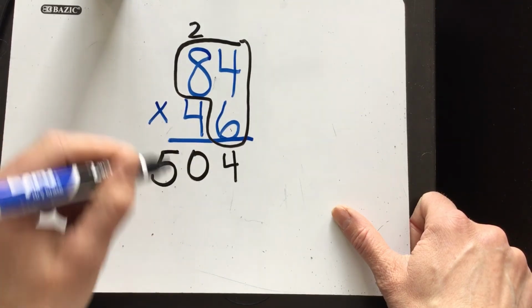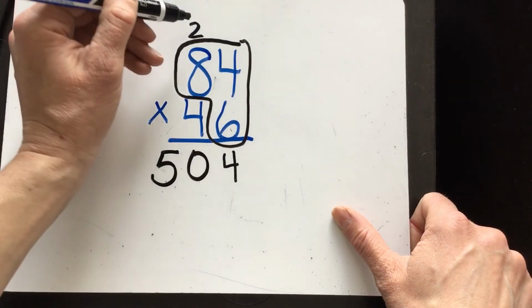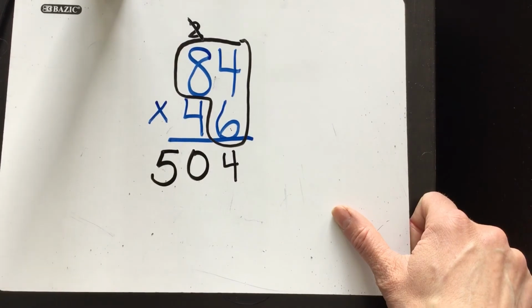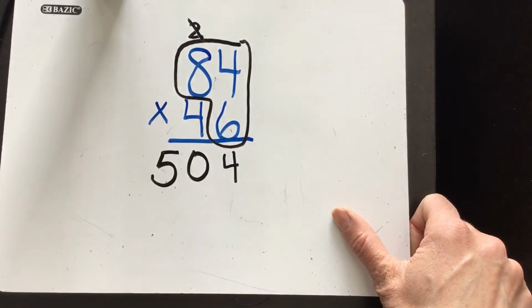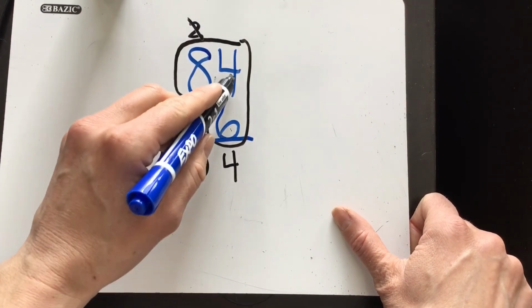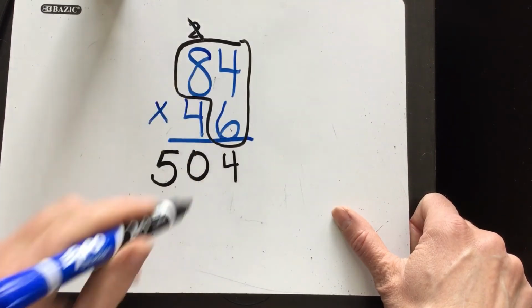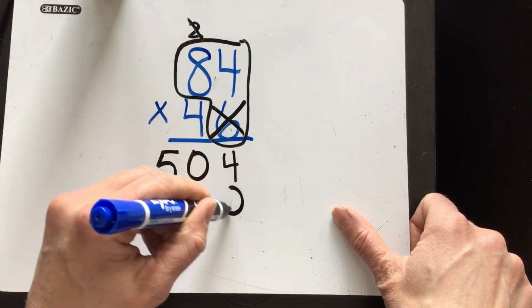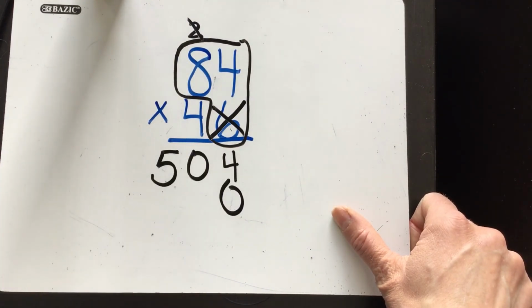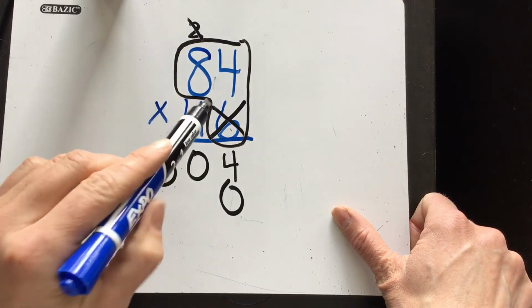Now, one thing I didn't do in the last question was cross this off. Because I used it, I should cross it off just so that I don't try to use that 2 again. So now I've multiplied my 6 by the 4 and my 6 by the 8. I'm done with my 6. I cross it off. I put a 0 because I am now moving on to my tens.